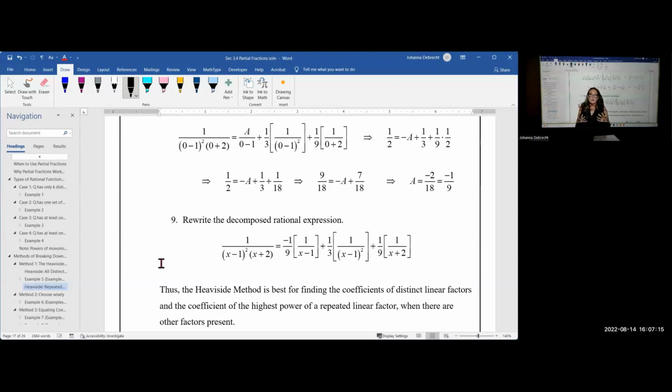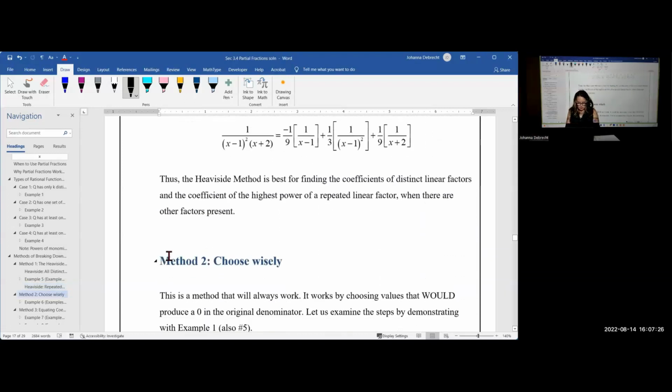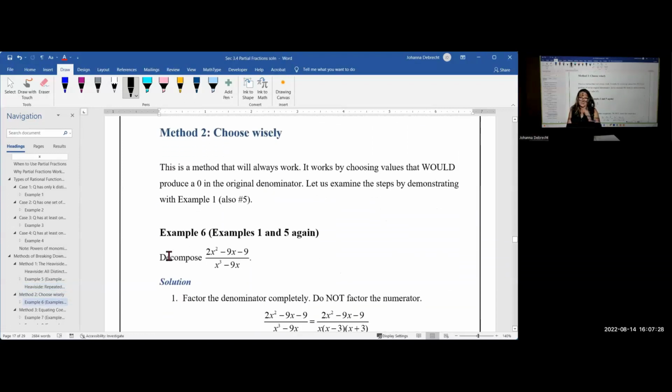And again, I most recommend using it to find the numerators of the distinct linear factors or the highest repeated linear factor. That's the only time we can really use it. It's not my favorite method. I've said that before. If you like it, you're welcome to use it. But my favorite method is what I call choose wisely. So let's focus on choose wisely now.